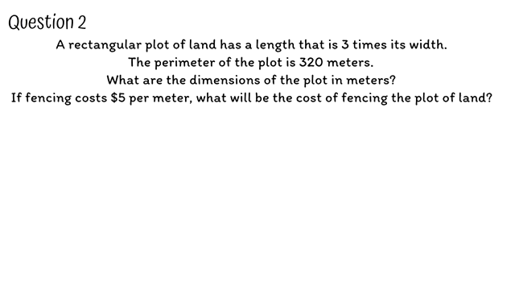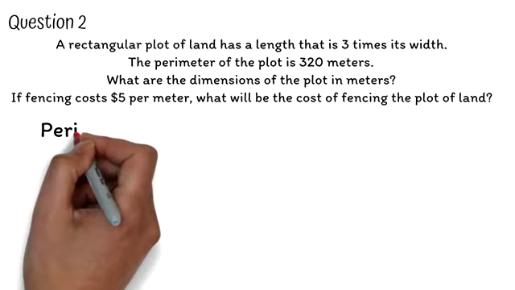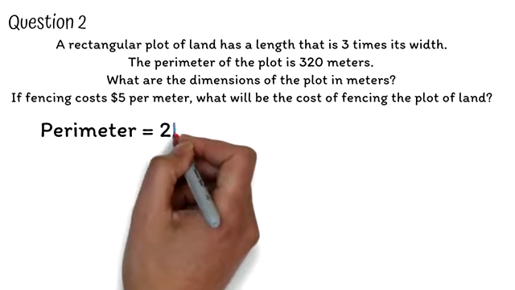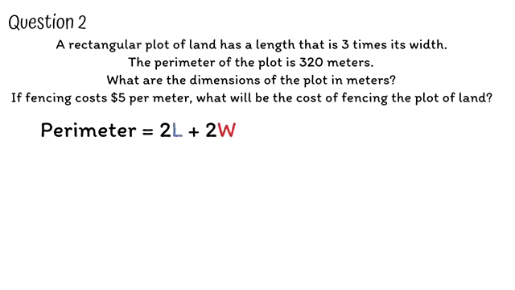This is a 2-in-1 question. Let's solve the first part. Find the dimensions of the plot. The perimeter of a rectangle is twice the length, plus twice the width. This formula will be given to you.